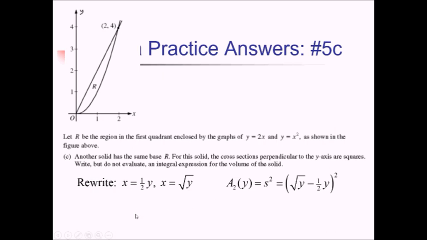To get the volume by chopping this into all those different squares and adding them together, I'm going to write volume equals the integral from 0 to 4, because we have to go from bottom to top now, integrating with respect to y. And in here, I'm just going to put A sub 2 of y dy, because I already wrote out all that stuff. And they said, don't evaluate, so I'm not going to evaluate. This is done.